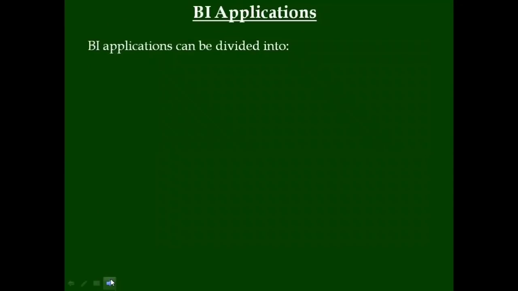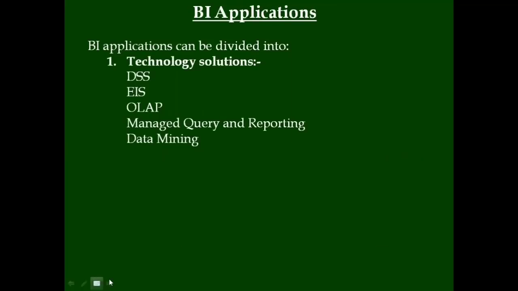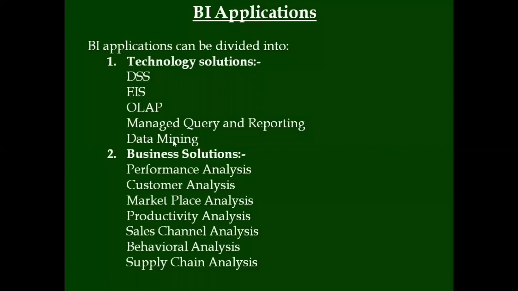Business applications can be divided into two parts. The technology solutions are the decision support system, executive information system, data mining, managed query, and OLAP. We will discuss OLAP in the next session. What is OLAP? The second category for business applications is the business solutions for performance analysis, customer analysis, marketplace analysis, productivity analysis, sales channel analysis, behavioral analysis, and supply chain analysis. These are the business solutions. And technology solutions are the decision support system, executive information system, OLAP, managed query and reporting, and data mining.